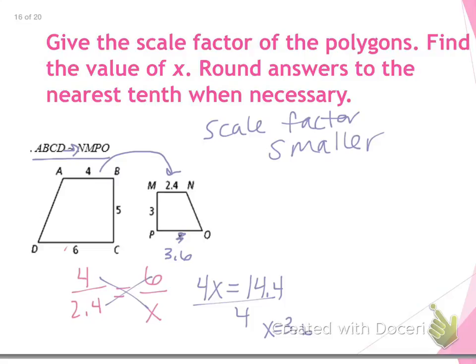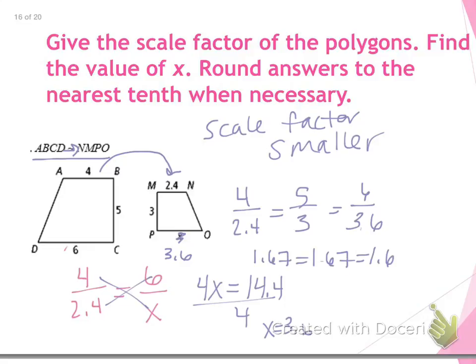Okay, so to get scale factor, we've got to set up our proportions. So let's say we pick 4. 4 matches with 2.4. 5 matches with 3. And 6 matches with 3.6. So I'm going to go ahead and divide them. They should all be the same. So I got 1.67, 1.67, and 1.67. Okay? Problem is, if that's my scale factor, so they're all scaling by 1.67, is that going to make my figure bigger or smaller? It's going to make it bigger. I needed a scale factor that makes it smaller.